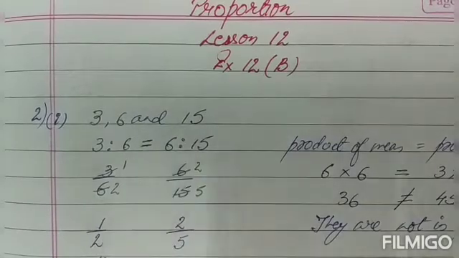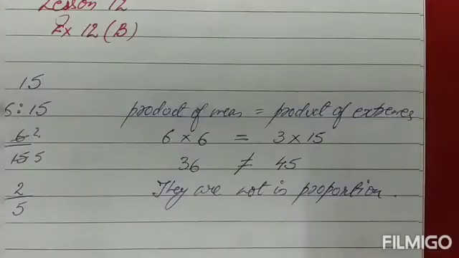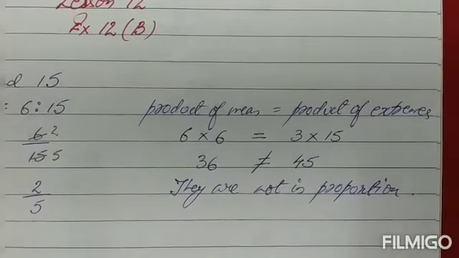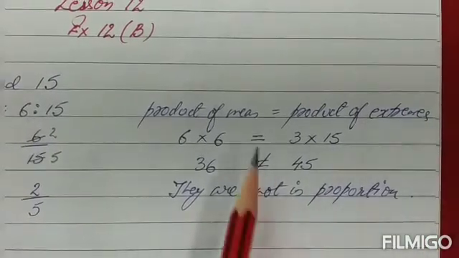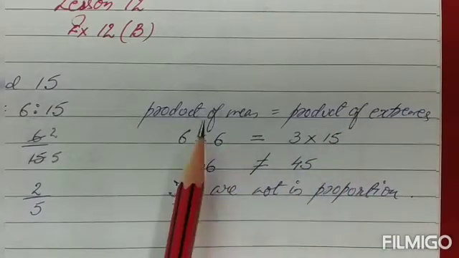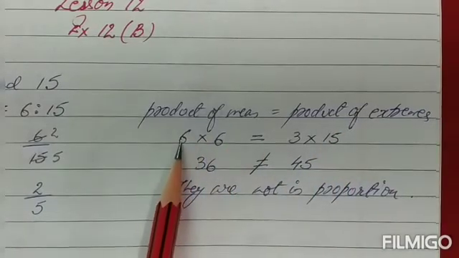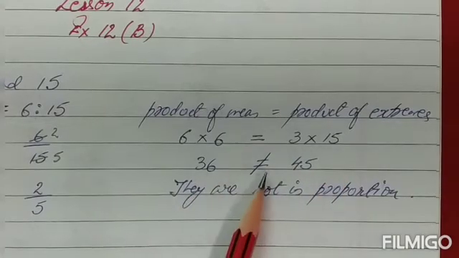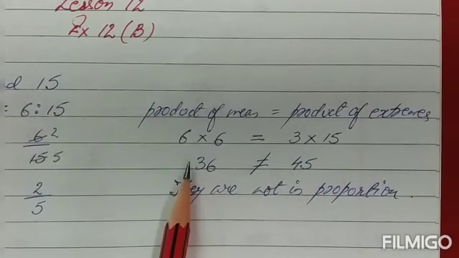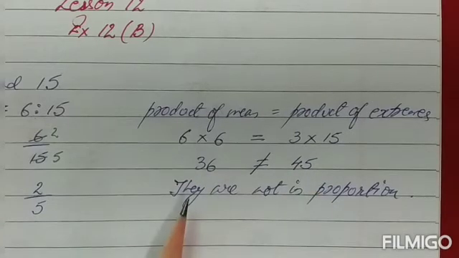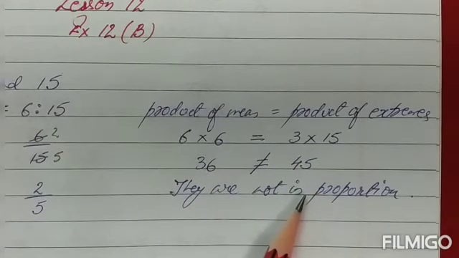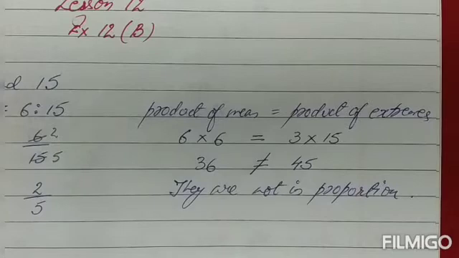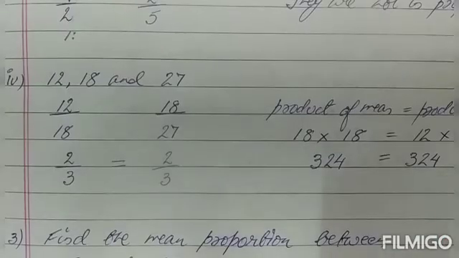Now I'm showing you one more method of doing the same question. We know, children, product of the mean is equals to the product of the extremes. In that way, children, 6 into 6 should be equal to 3 into 15. 36 is not equal to 45. Both the numbers are different. That means these 3 numbers, that is 3, 6 and 15, are not in proportion.